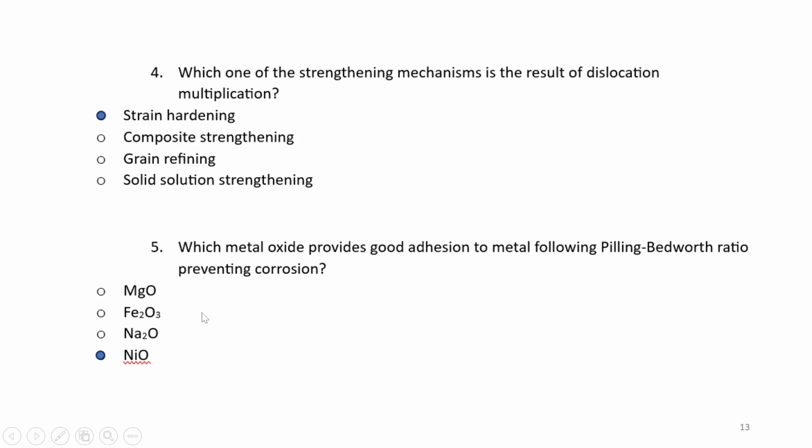Next question: which metal oxide provides good adhesion to metal following the Pilling-Bedworth ratio, preventing corrosion? Options are magnesium oxide, iron oxide, sodium oxide and nickel oxide. Nickel is the one. Nickel, chromium, copper are some of the elements which provide good adhesion. So the others won't be correct answers.